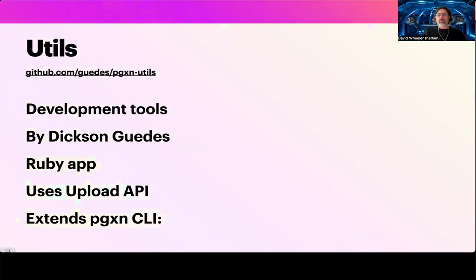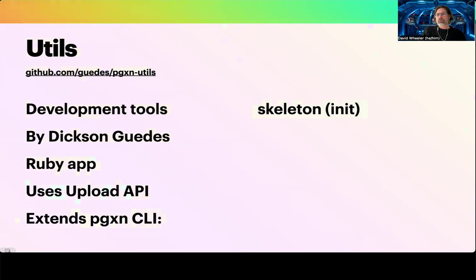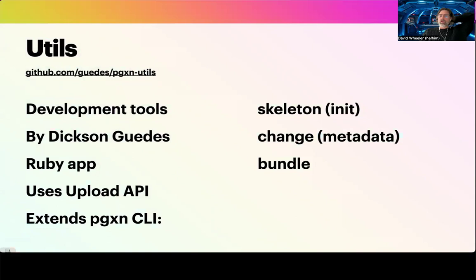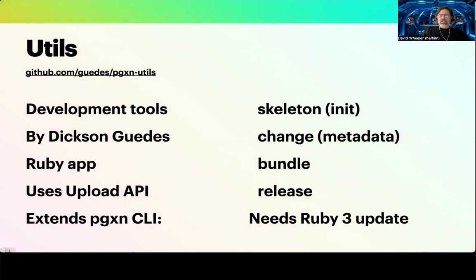There's skeleton, which is like init, to create a new extension project. There's change, because if you want to make changes to the metadata, to the meta.json or the control file, I believe. There's bundle, it knows how to package it up for release on PGXN, and then actually a release command to release something like that. So this needs a little TLC. It hasn't been updated in a while. I couldn't get it running with Ruby 3 this week, but hopefully Dickson will pick up some of the stuff and make some improvements. It's been a while. But this is the sort of stuff it provides.